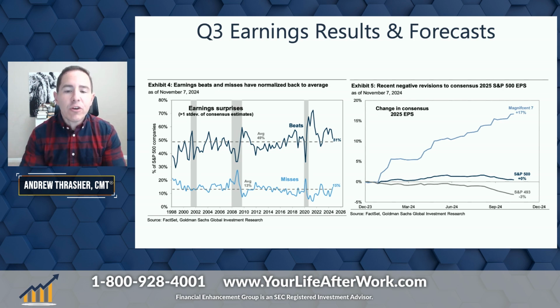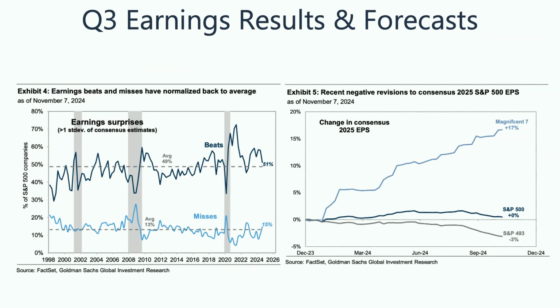And so that's what this first chart's looking at, is how many of them beat those expectations and how many of them missed. And for the Q3, there really wasn't a lot of big surprises. You can see about 51% of companies beat and 15% missed. And that's right along the historical average of 49% beating and 13% missing. So Q3 was pretty much in line with what a lot of the Wall Street banks were expecting.